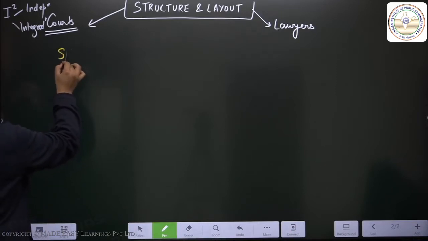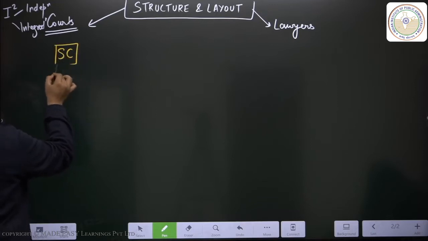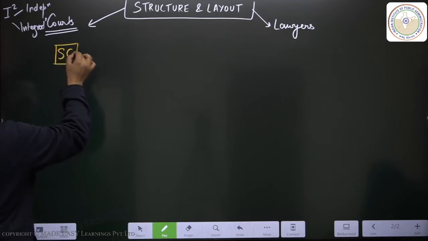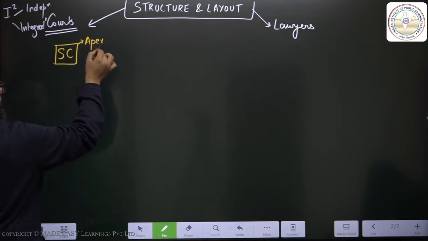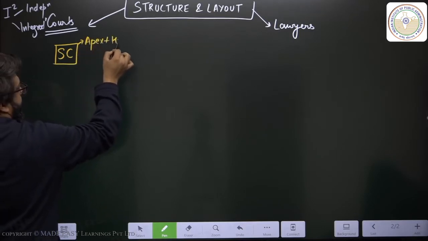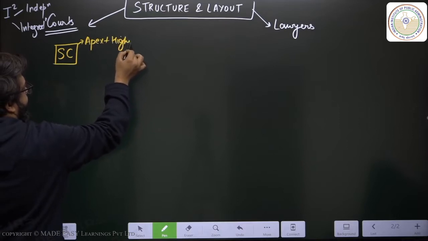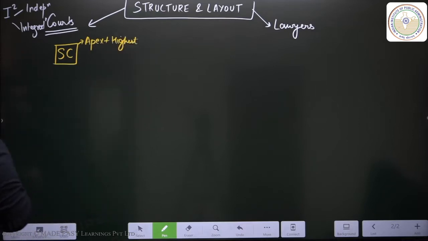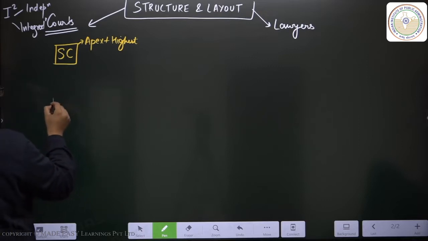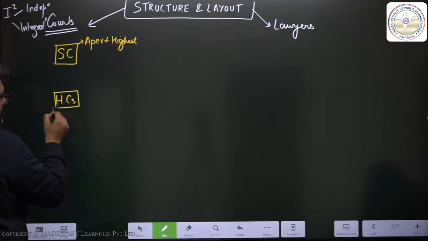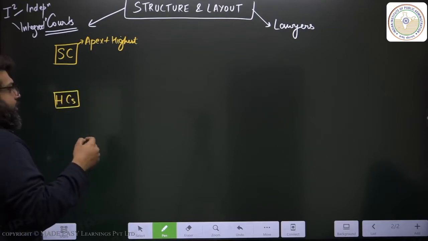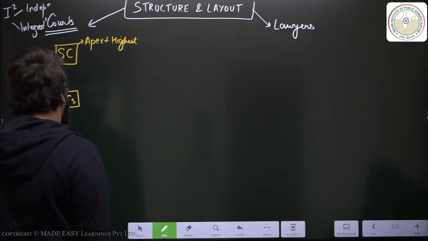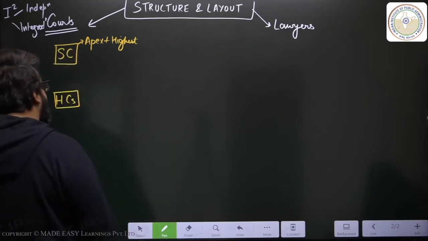There is the Supreme Court at the top. The Supreme Court is the apex court of the country, or the highest court of the country. Now, the Supreme Court, under it has high courts. High courts are the highest courts of the state or the union territory.